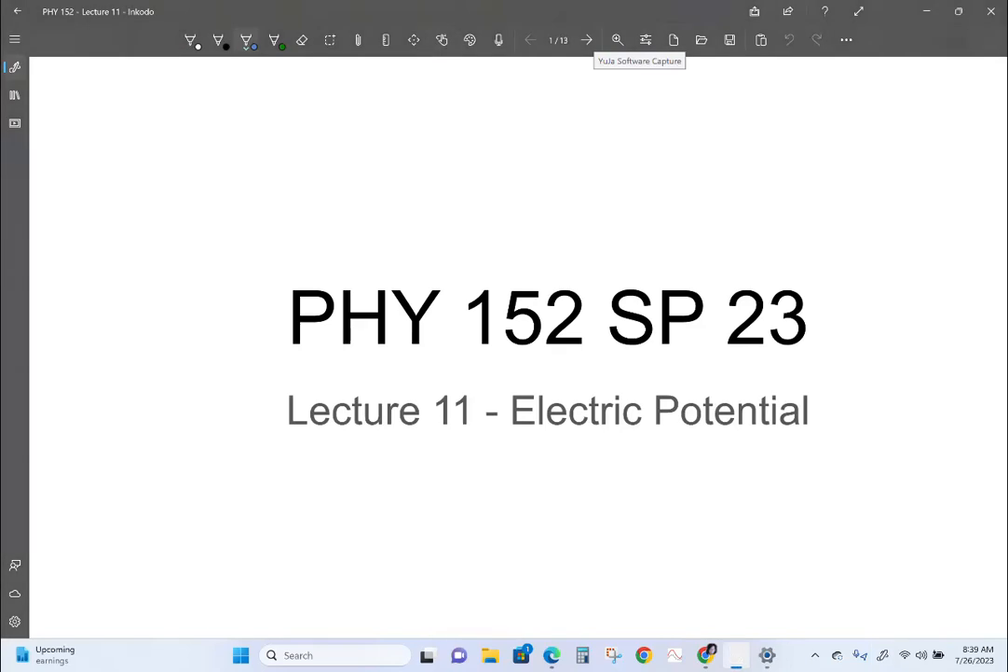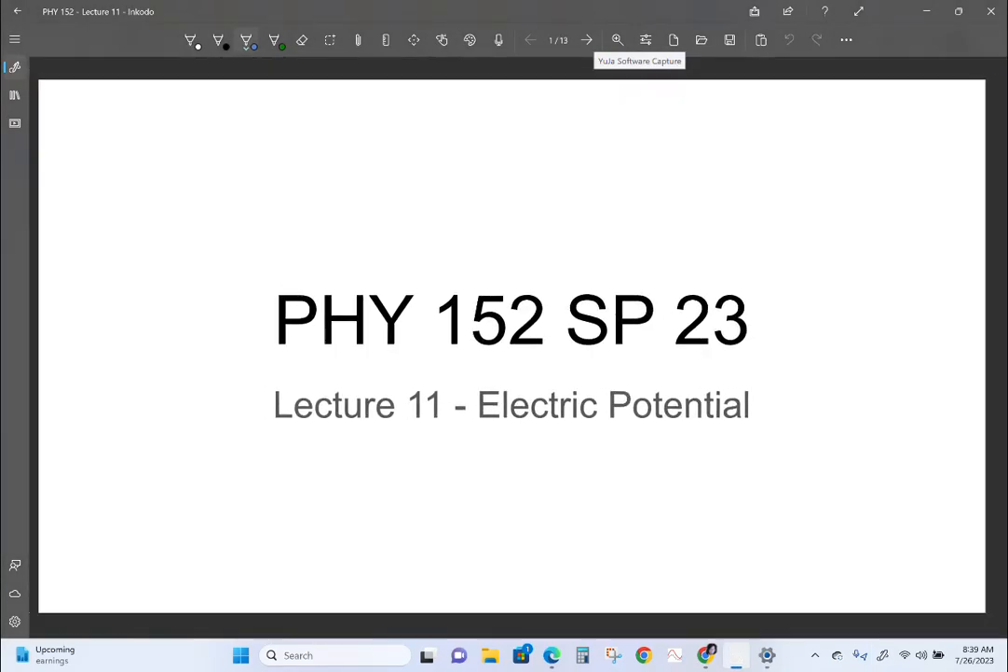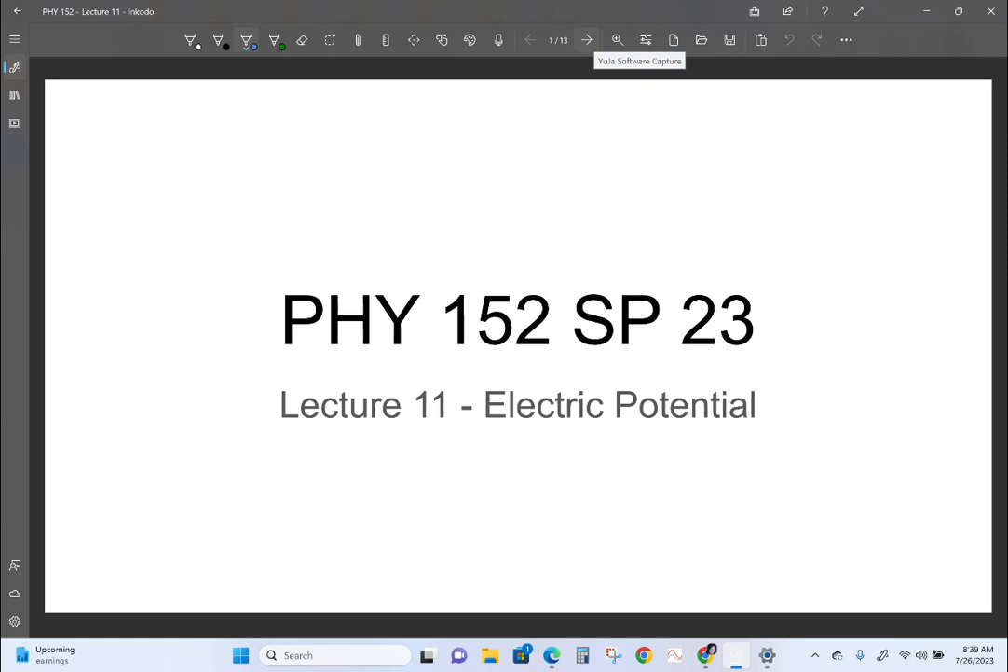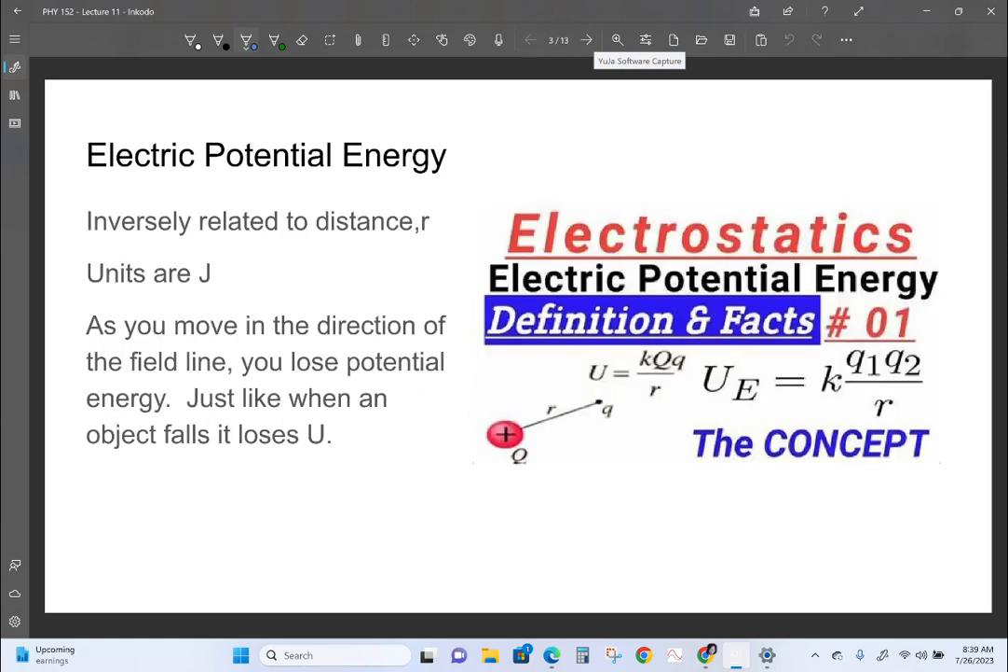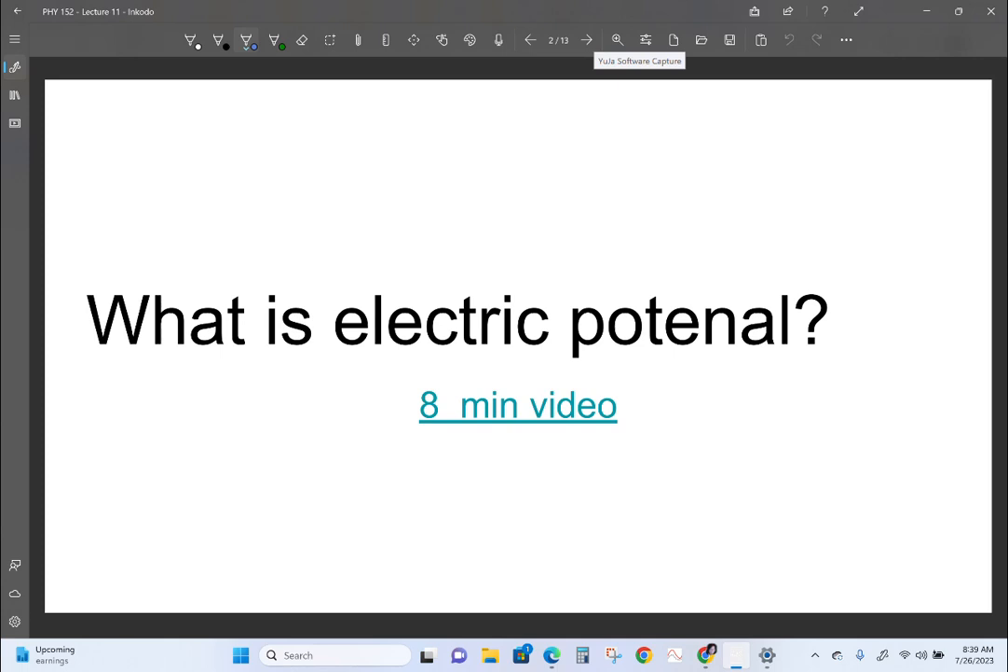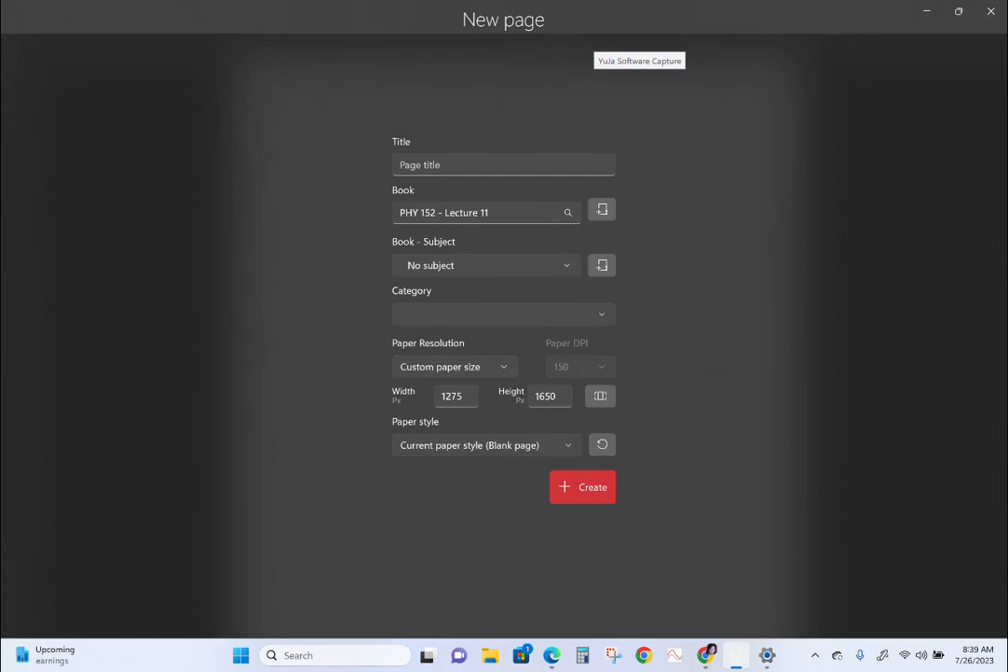So we have talked about electric force and electric field, and let's review that before we go on and talk about another term that is sometimes confusing, and that is electric potential. So first of all, let's just do a quick review of what we know so far.